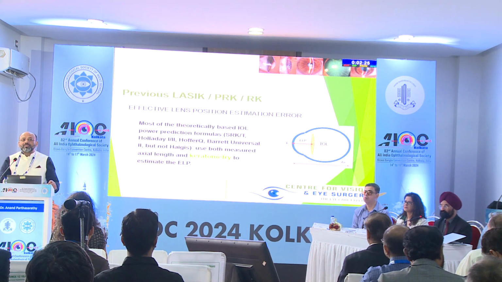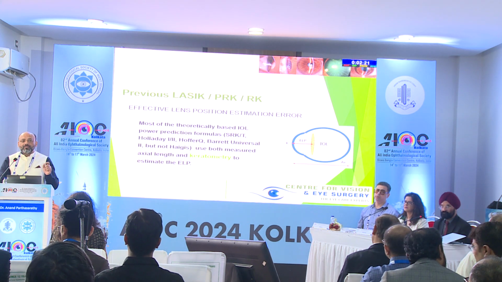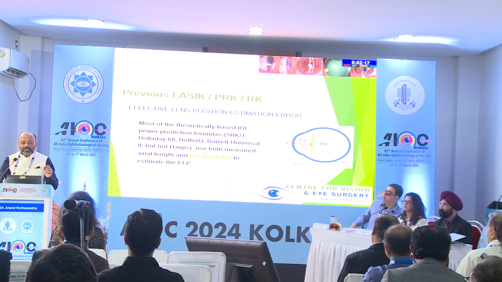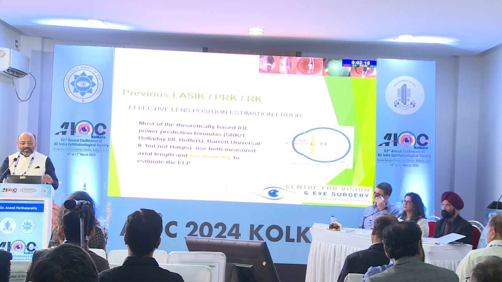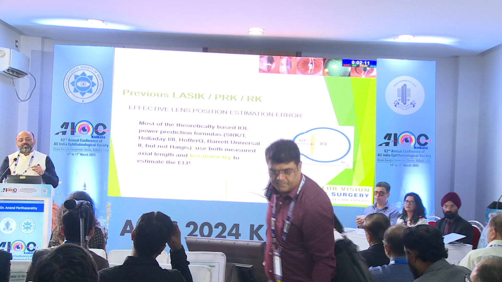The effective lens position, most of the formulas base it on the axial length itself. So if you have correct axial length and keratometry, the effective lens position most of the time is an estimation. That's why it's called estimated lens position. And usually a 0.25 to 0.5 variation in the position can change your refractive error by about 0.5.